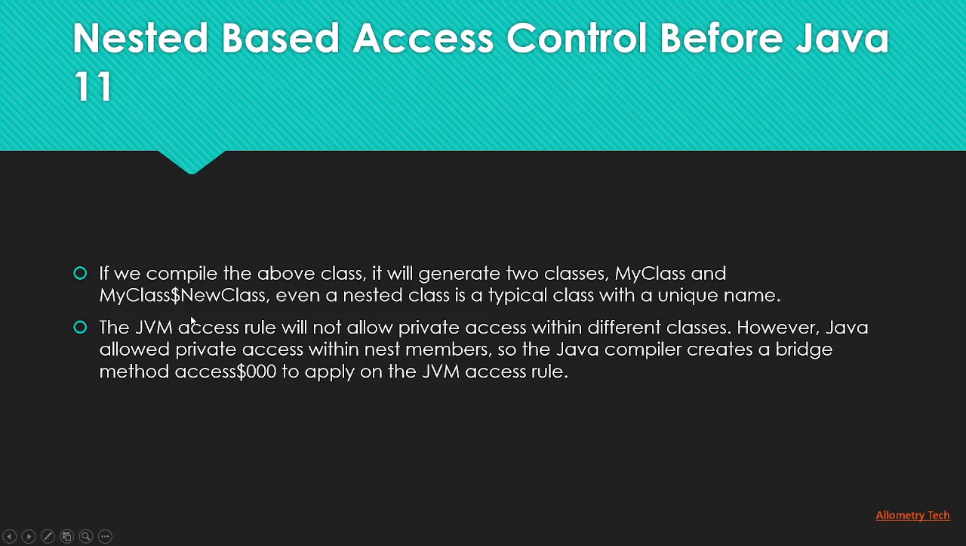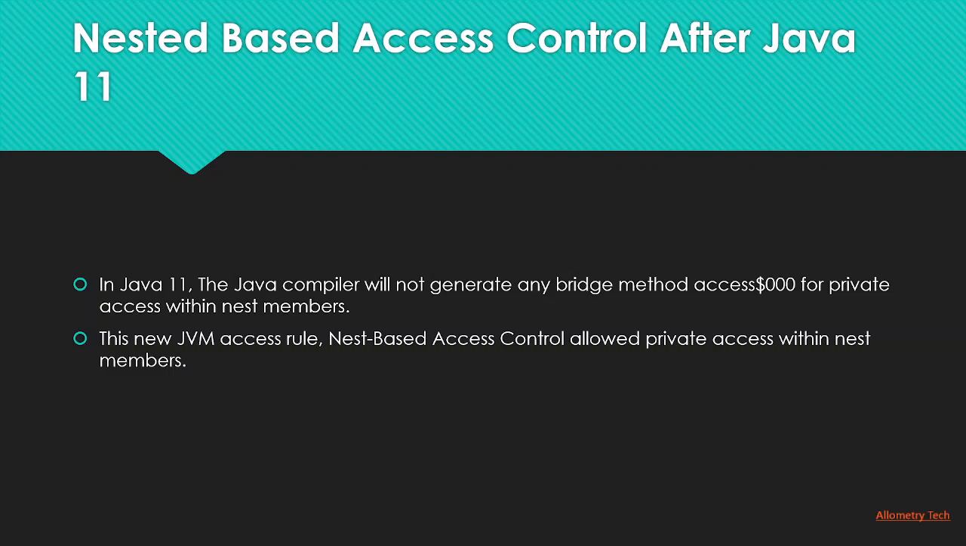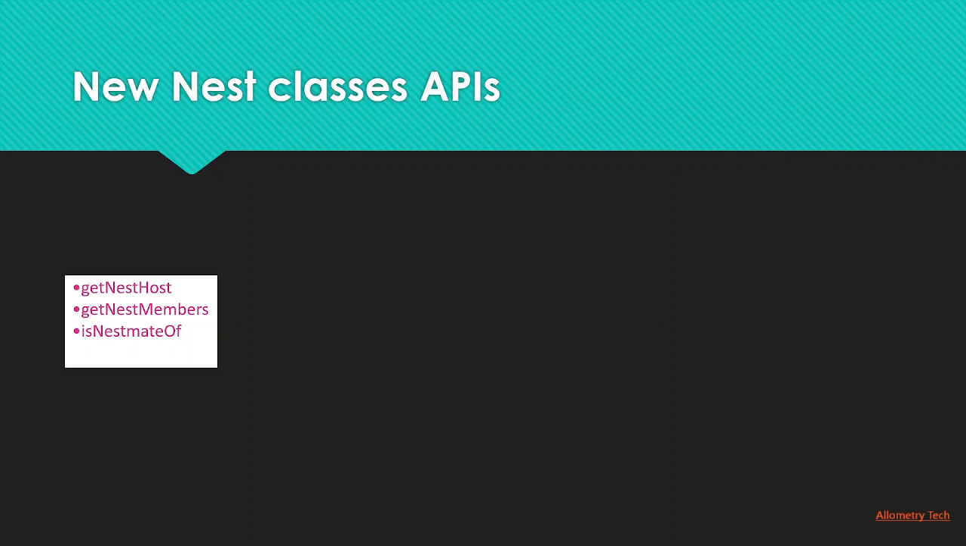If we compile the above class, it will generate two classes, my class and my class new class. Even the nested class is typically a class with a unique name. The JVM rule will not allow private access within different classes. However, Java allowed private access within the nested member. So Java compilers create a bridge method access$000 to apply the JVM access rule. Clear? Okay.